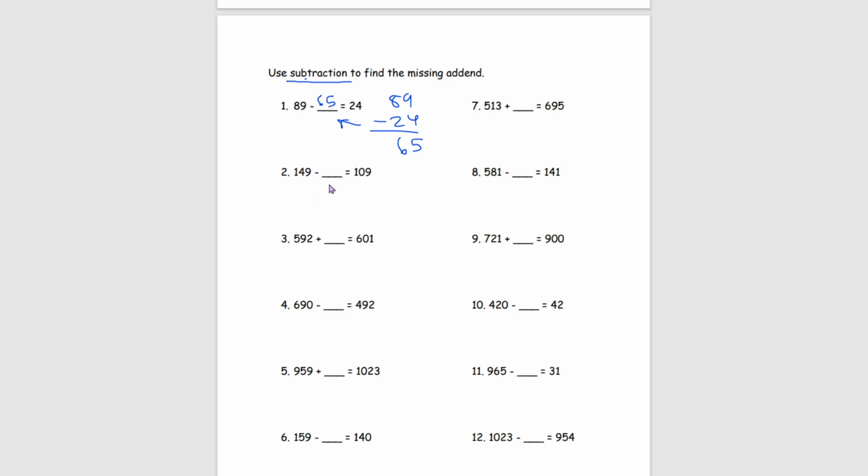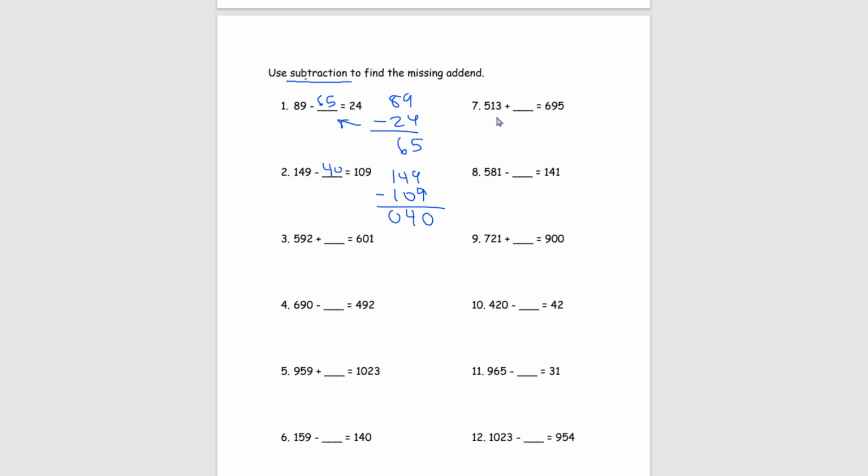For number 2, we're doing the same thing, as we have 149 minus blank equals 109. We're just subtracting these two numbers. We get 9 minus 9 equals 0, 4 minus 0 equals 4, and 1 minus 1 equals 0. So our answer for number 2 is 40.